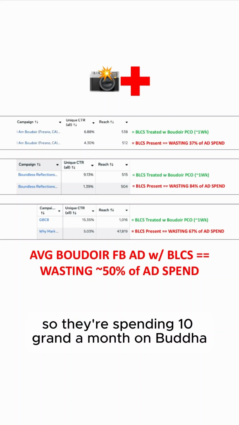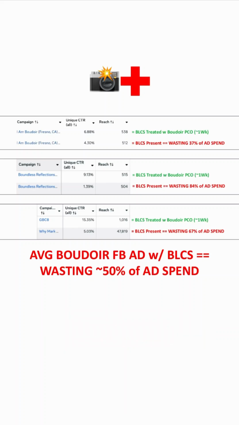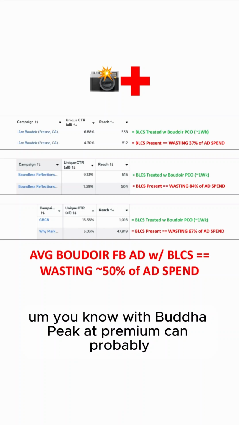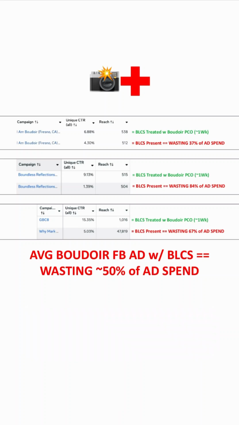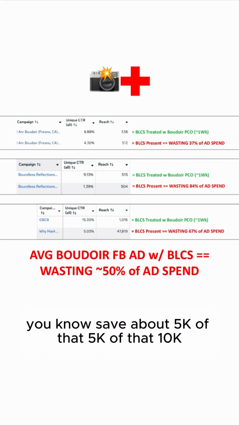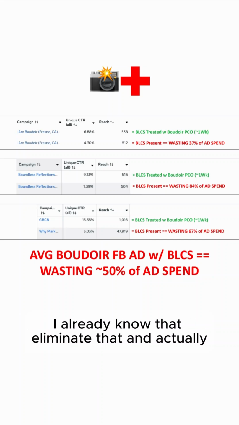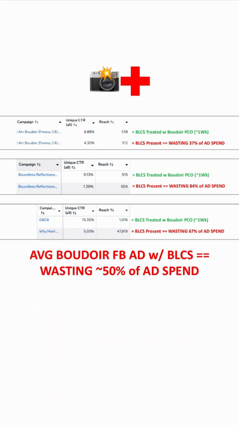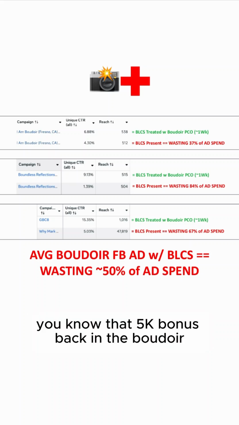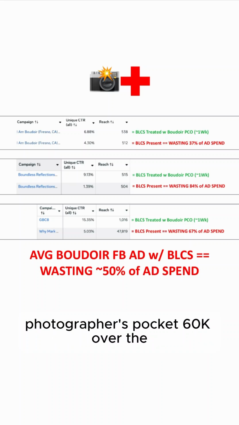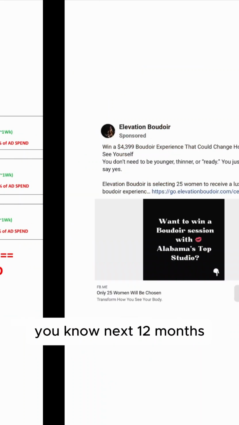So they're spending 10 grand a month on Boudoir Facebook ads. With the Boudoir Pico Treatment, you can probably save about 5K of that, eliminate that. I mean, that's 100% being wasted. I already know that. Eliminate that and that 5K bonus is back in the Boudoir photographer's pocket, 60K over the next 12 months.